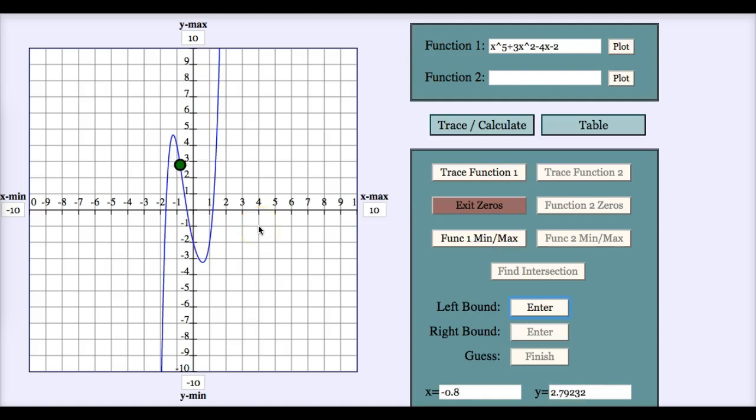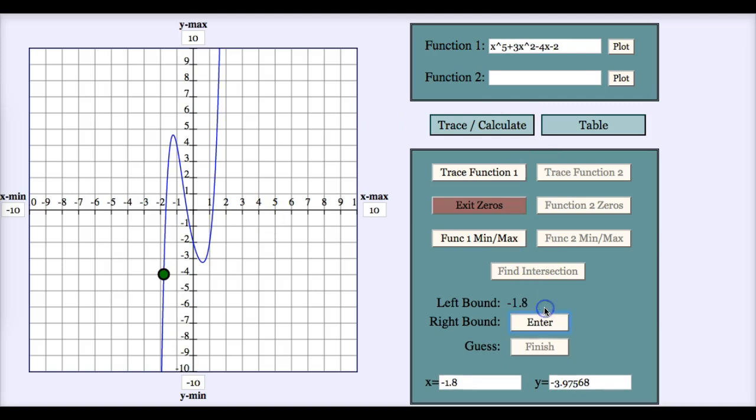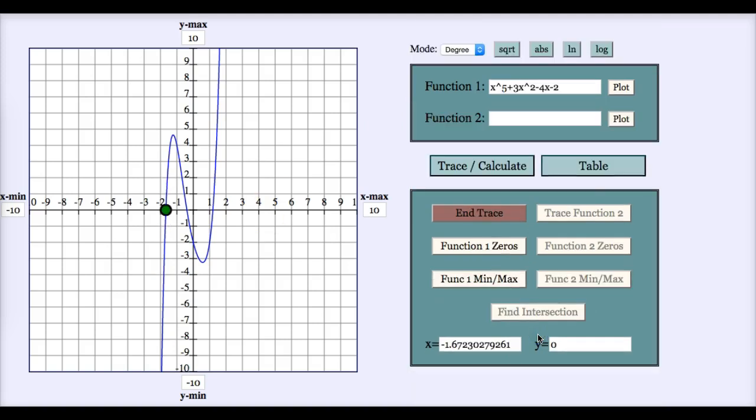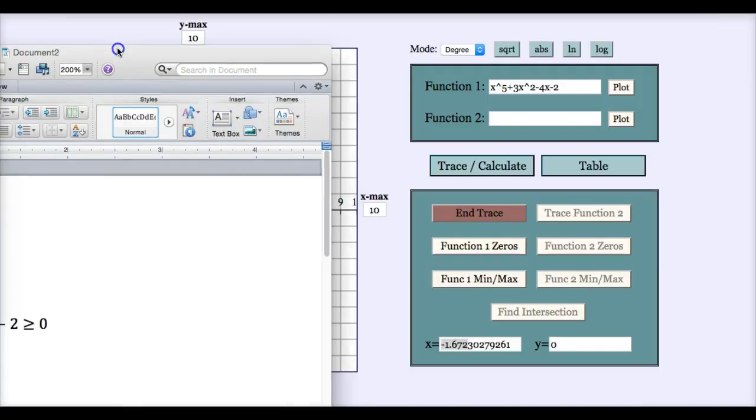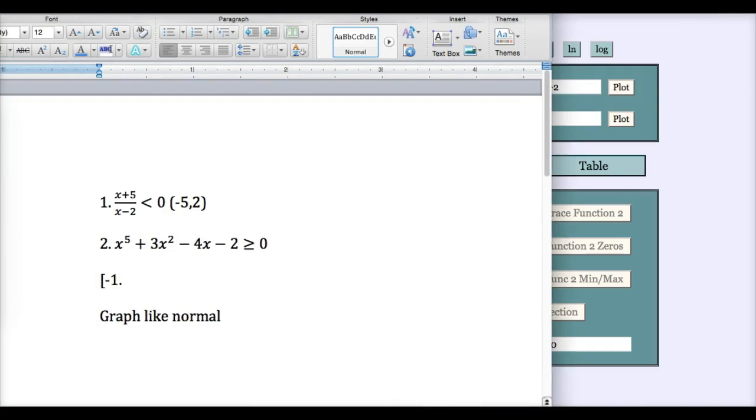Finding what that zero is, where my graph starts to be greater than 0. So I'm going to go to the left of that 0. That's fine. Then to the right, that's fine. And so that 0 is at negative 1.672. That's going to be where my graph starts to be greater than or equal to 0. So with my interval notation, since I've got greater than or equal to, this value is going to get brackets, negative 1.672.